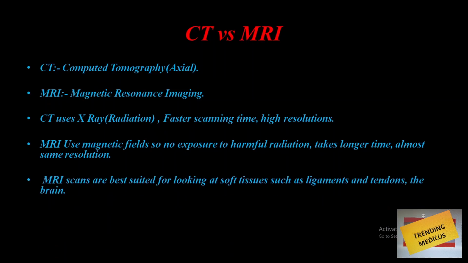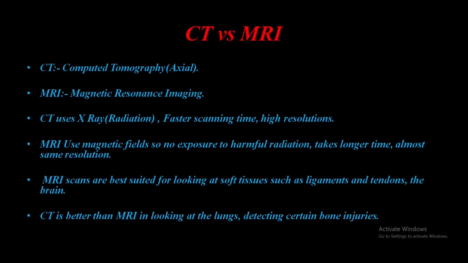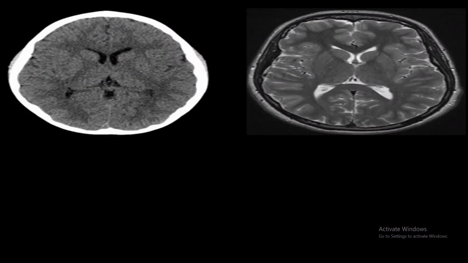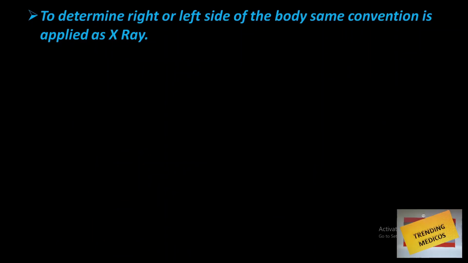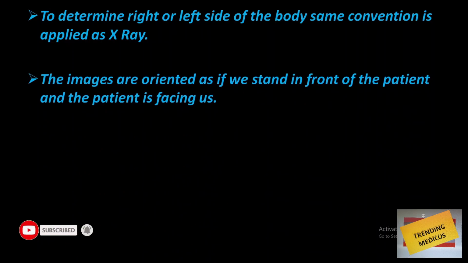MRI scans are best suited for looking at soft tissue such as ligaments, tendons and the brain. CT is better than MRI in looking at the lungs and detecting certain bone injuries. So this is the CT, this is the MRI. To determine the right or left side of the body, the same convention is used as applied in an X-ray. The images are oriented as if we stand in front of the patient and the patient is facing us.